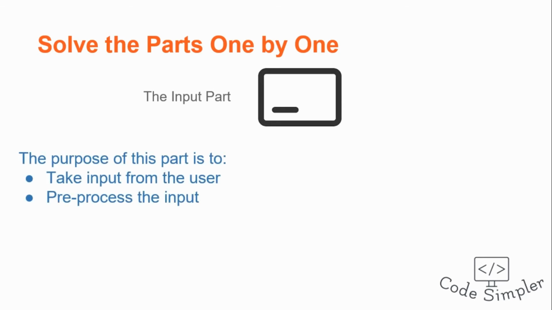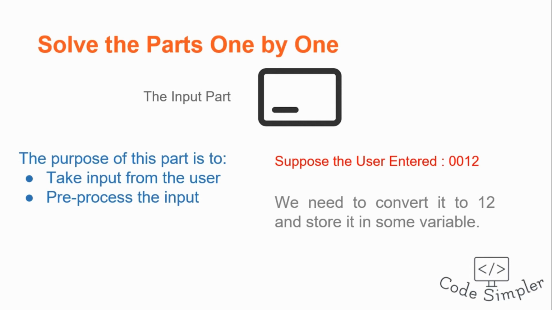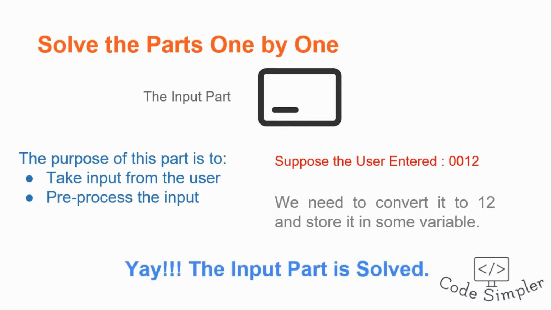Firstly, the input part. The purpose of this part is to take input from the user and pre-process the input. If the user entered 0012, we need to convert it to 12 and store it in some variable. Yay, the input part is solved. Let's get to the other one.